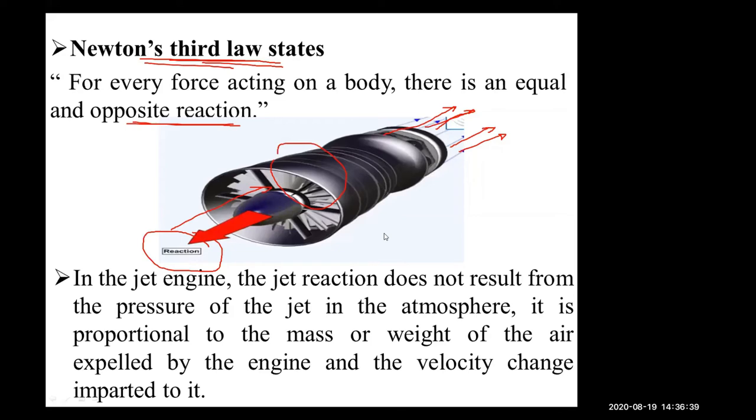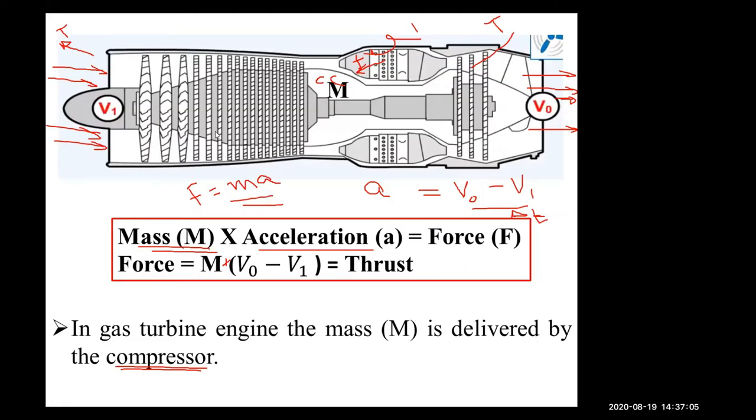So in the jet engine, the jet reaction does not normally result from the pressure of the jet in the atmosphere. It is due to the amount of air which enters the engine through the compressor. It is proportional to the mass, or the weight, of the air that is expelled by the engine and the velocity change imparted to it. So as we have seen here, it is the air within this engine, the air which passes within the engine, not the air which is outside the engine in the atmosphere.